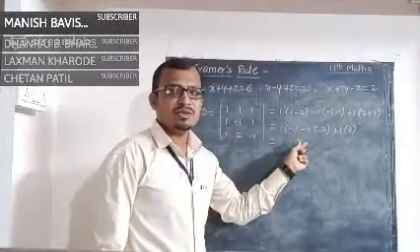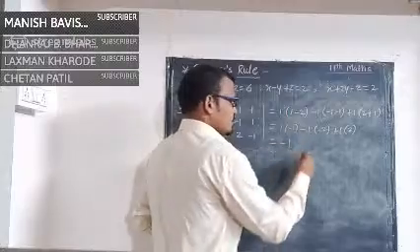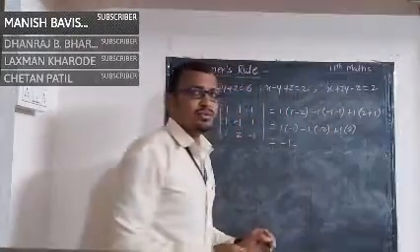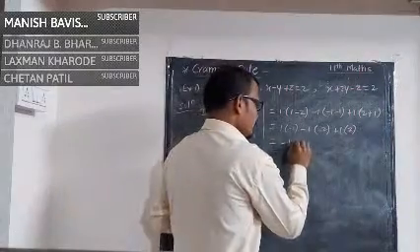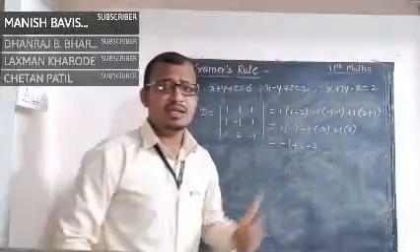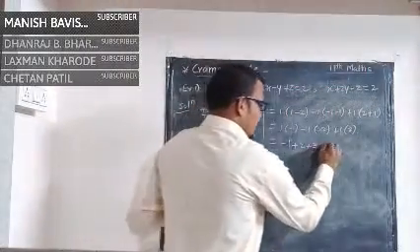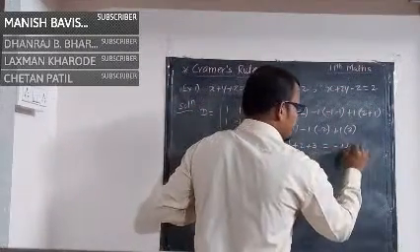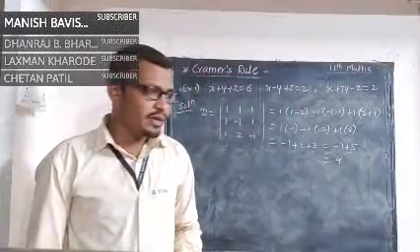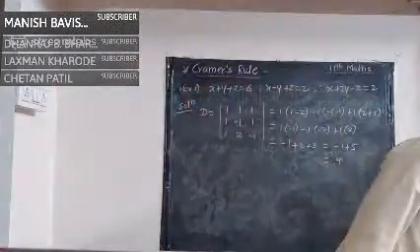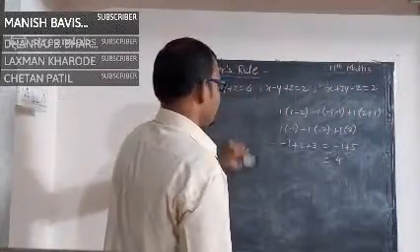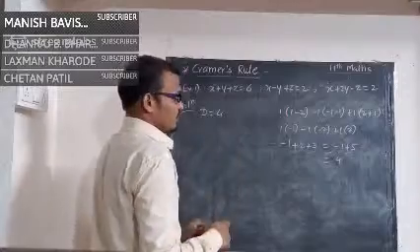So what is 1 into -1? 1 into -1 is -1. Here -1 into -2 is +2 and +3. 1 into 3 is 3. So it is -1. 2 plus 3 is 5. -1 plus 5 is 4. So what is the value of determinant D? The value of determinant D is 4. We get the first value of determinant D, and determinant D is 4.